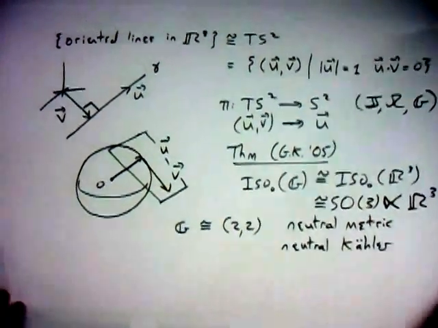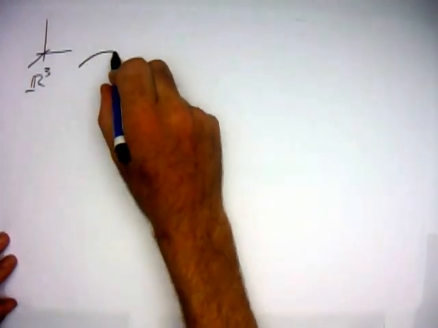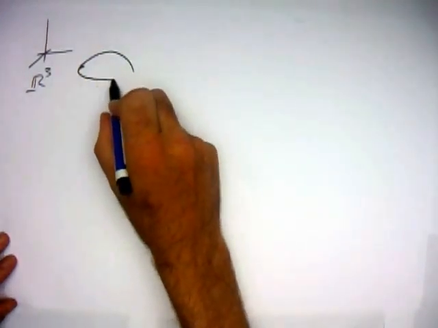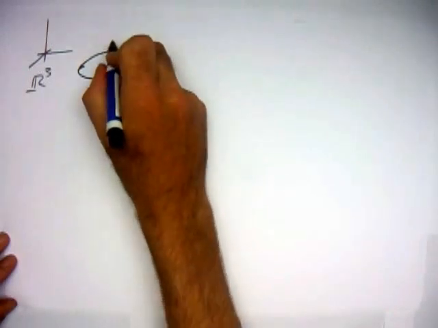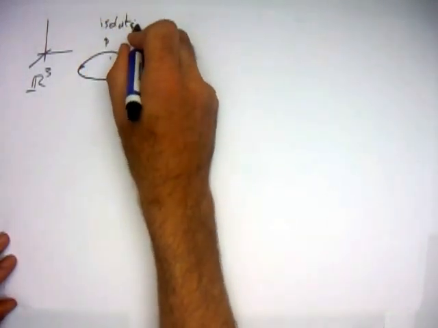Okay, so how then do we go about making this change from R3 to TS2? So the setting in R3, let's have a look at what we have. Well, what we have is a convex surface, and we have a point P on it, which is an isolated umbilic point.